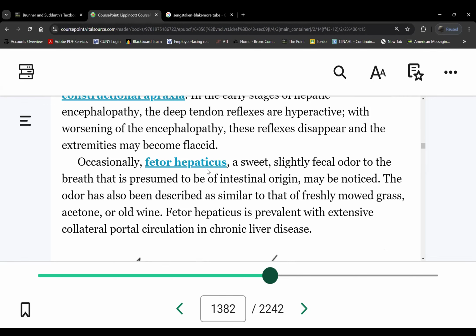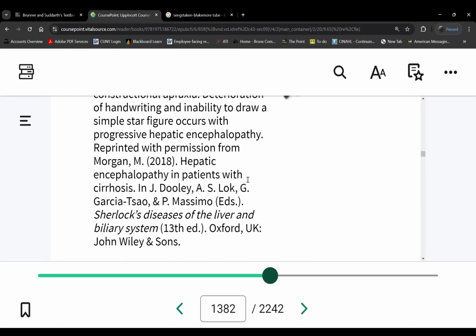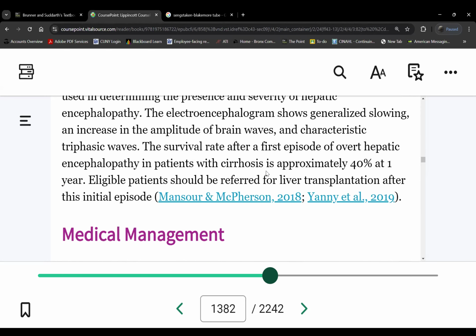And they also have this bad breath. The breath actually stinks like crap. It smells like feces. That's why they call it fetor hepaticus. Talk about bad breath. This is bad breath, right?